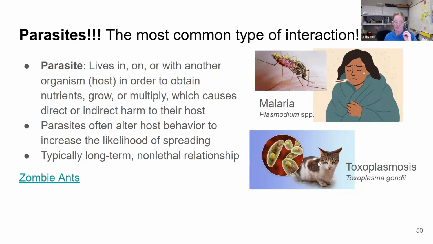little single-cell protist is going to manipulate the behavior of the mouse so that the protist can complete its life cycle. And also check out the zombie ants that I talked about just a couple slides ago for another example of this, the parasite altering the host behavior. It's so cool.